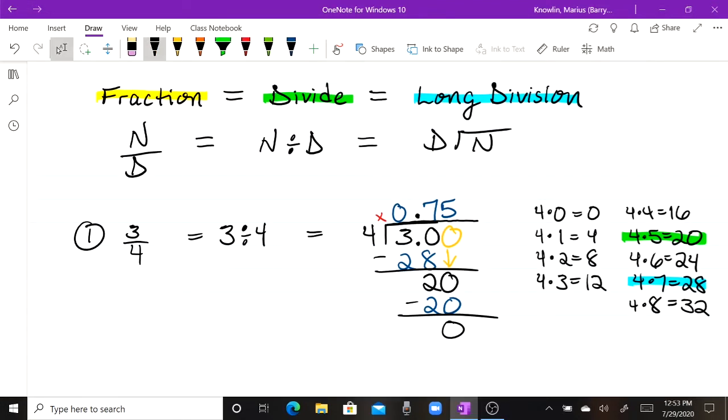So 3/4, or 3 divided by 4 as a decimal, is really 0 and 75 hundredths. 3/4 is equal to 0 and 75 hundredths.